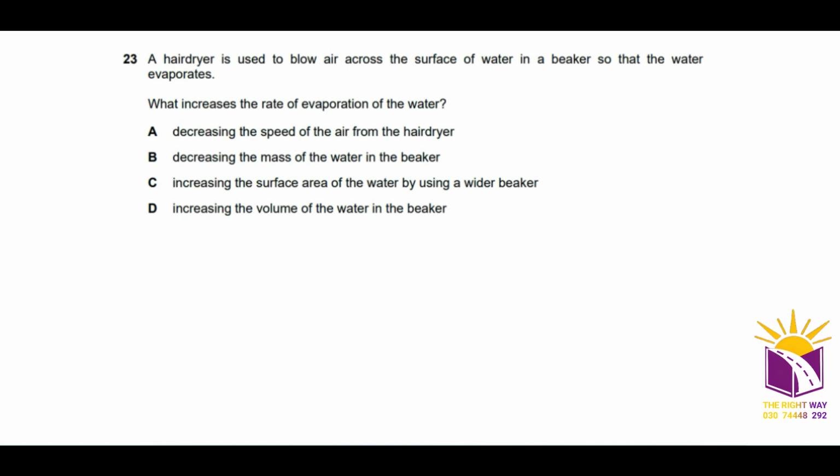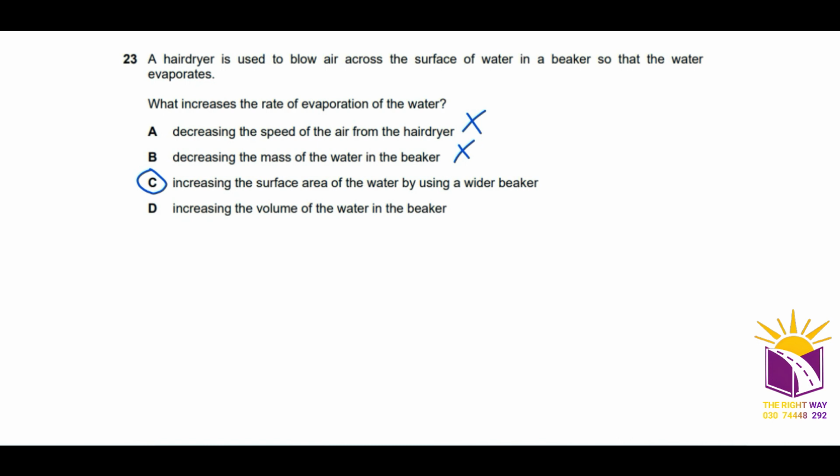Question number 23. A hair dryer is used to blow air across the surface of water in a beaker so that the water evaporates. What increase the rate of evaporation of water? Decreasing the speed of air from the hair dryer? No. By increasing the speed, the molecules on the upper surface will gain more energy and they evaporate quickly. Decreasing the mass of the water? No. Increasing the surface area of the water? Yes. Increasing the surface area increase the rate of evaporation. So C is the right option.